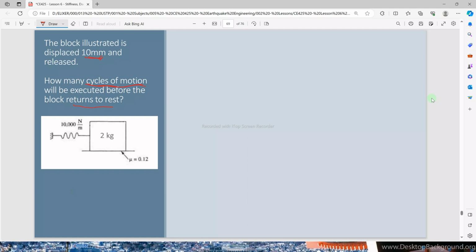So we have a block here. If you displace it, it will move back and forth until it stops. We have a coefficient of stiffness K of 10,000 Newton per meter, a mass equal to 2 kilograms, and now here we have mu equal to 0.12. What is mu equal to 0.12?